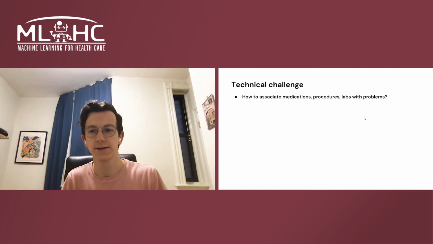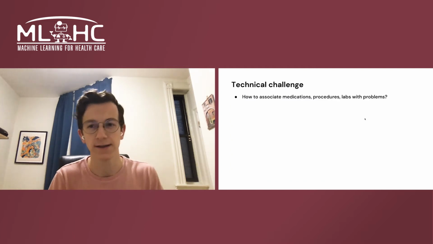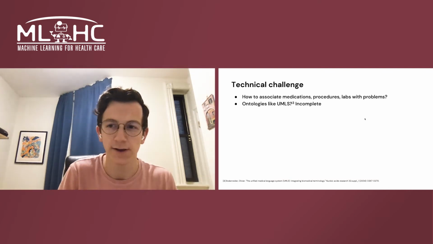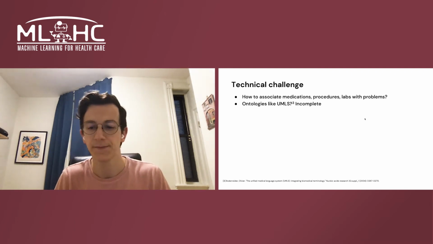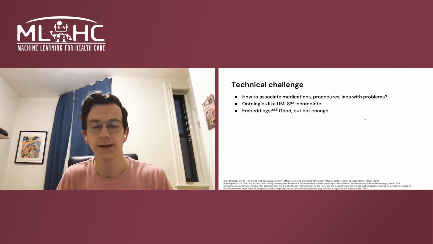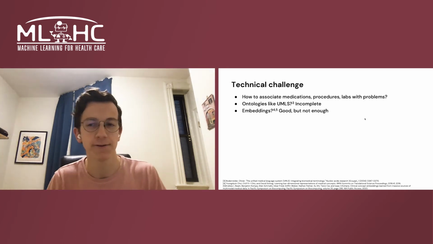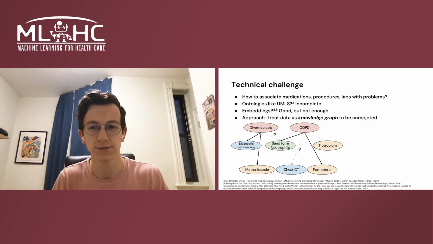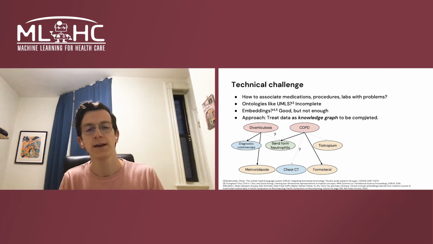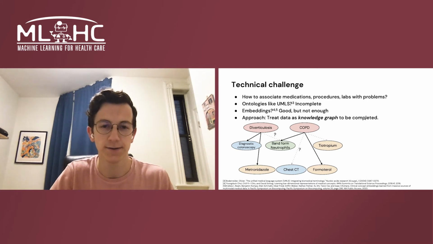As a technical challenge, we have to determine how to actually associate the relevant medications, procedures, and labs with the problems. We could use relations in UMLS or other ontologies, but those are always incomplete. Embeddings might bake these relationships in, and we find that they're useful, but they're not enough. So we take the approach of treating this data as a knowledge graph or knowledge base to be completed, which we know we can train machine learning models to do.